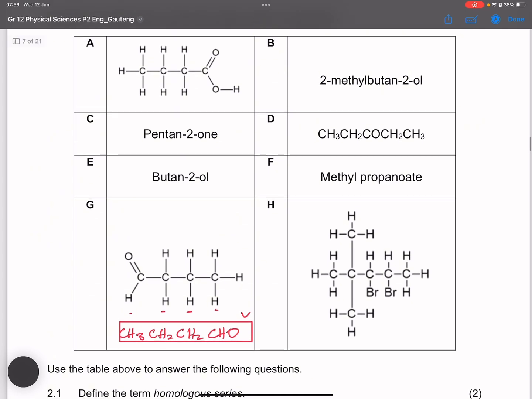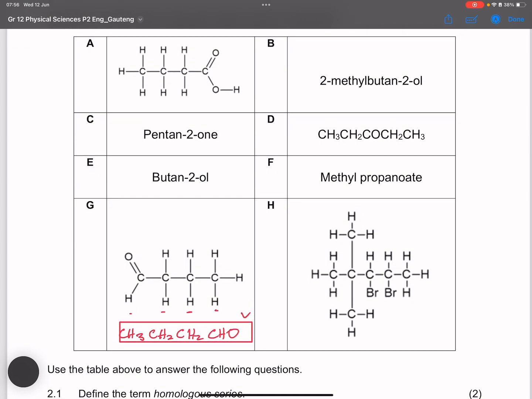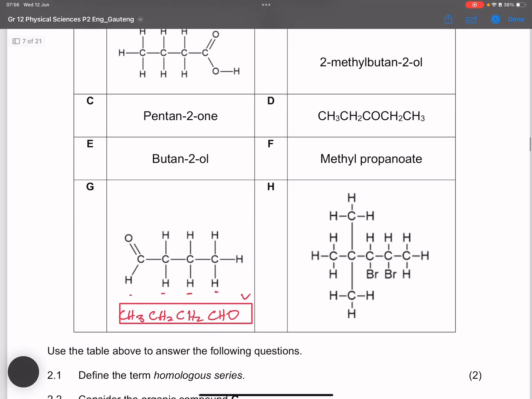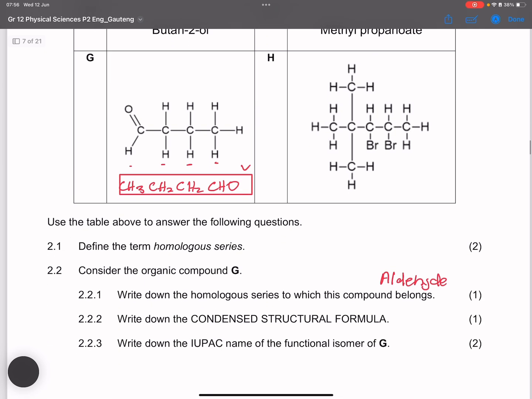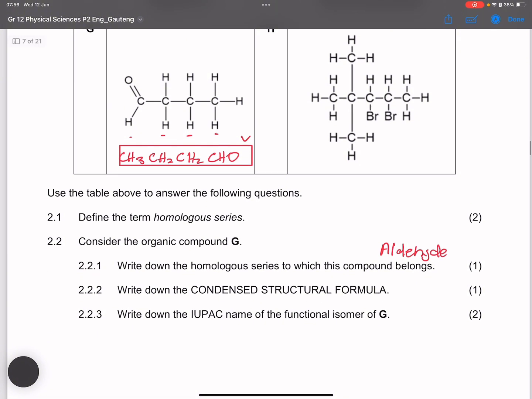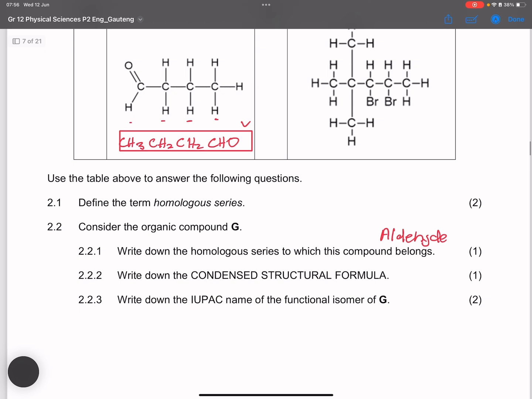Okay, so it looks like I've got methyl propanoate there. Are we still talking about compound G? Write down the IUPAC name of the functional isomer. Oh, so we're not finding it from the list there. All right, so the functional isomer, apologies about that.